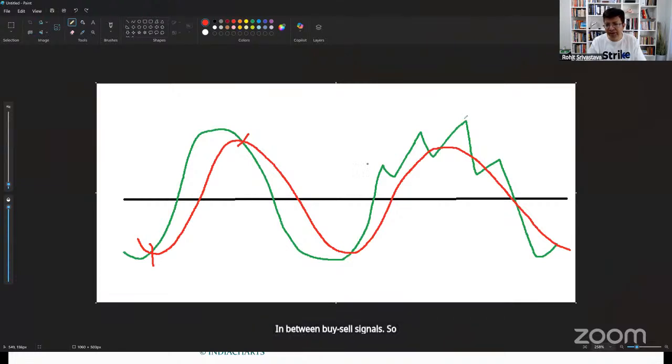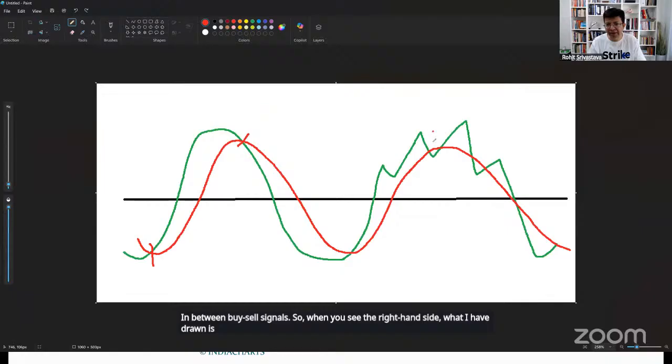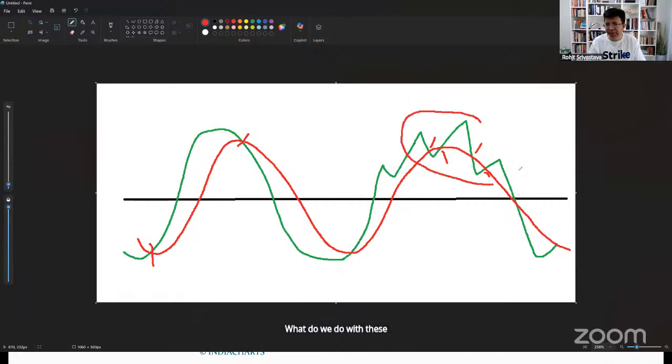So when you see the right hand side, what I have drawn is you have multiple buy and sell signals happening here. There's a sell here, then there's a buy here, then there's a sell here, then there's a buy here. What do we do with these? The answer is nothing.